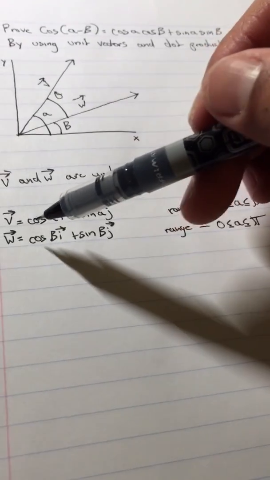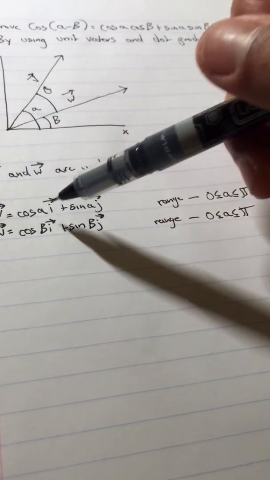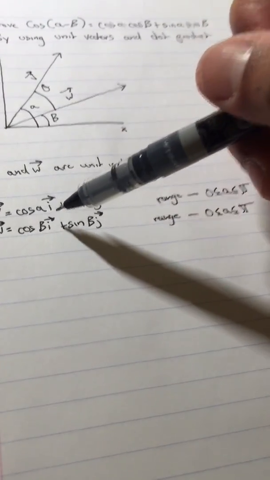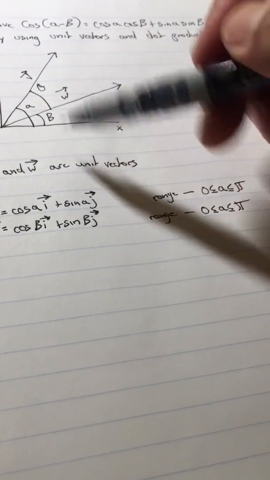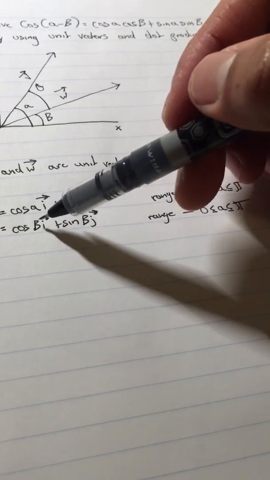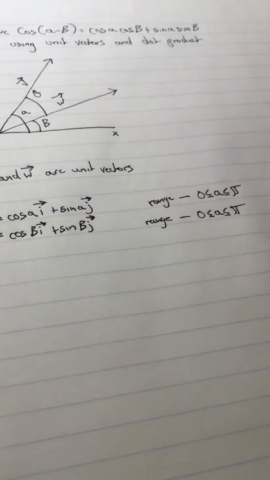And the same thing goes for vector w, where we have cosine beta right here plus sine beta j with the same range.